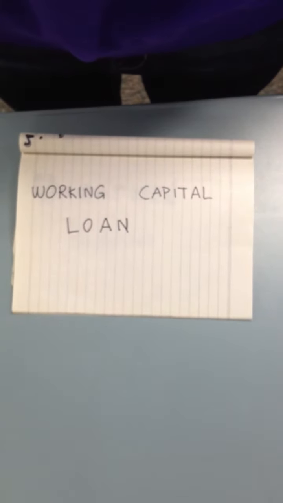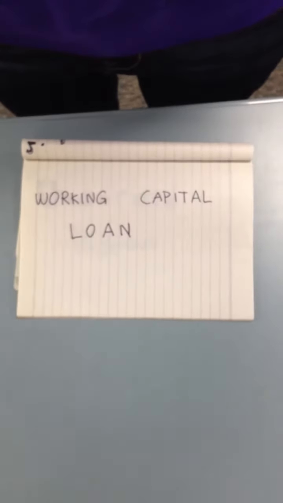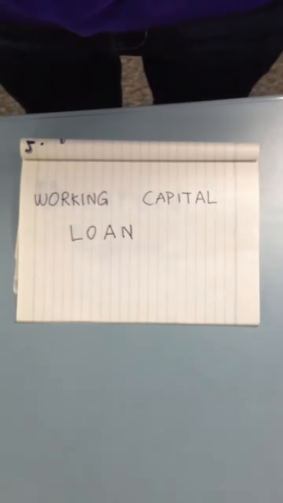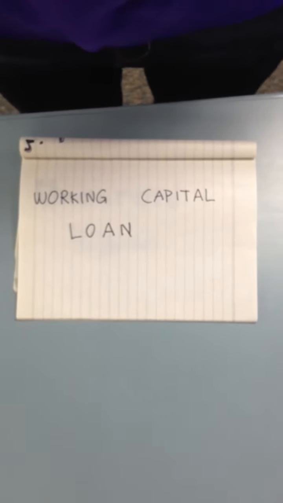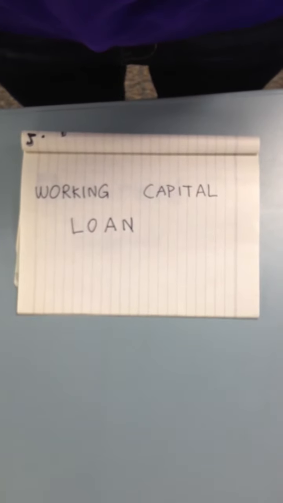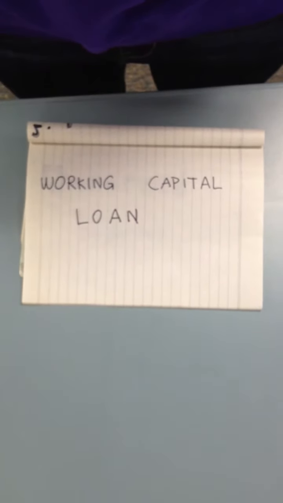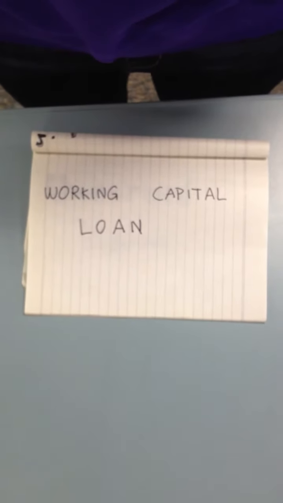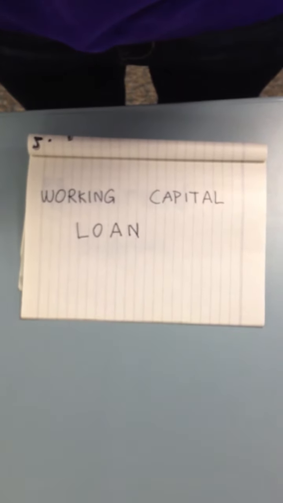Working capital loan is a type of short-term borrowing. This type of short-term loan is made with the expectation that it will be repaid from the collection of accounts receivable that will be generated by the sale of inventory. This short-term loan usually has a maturity date.